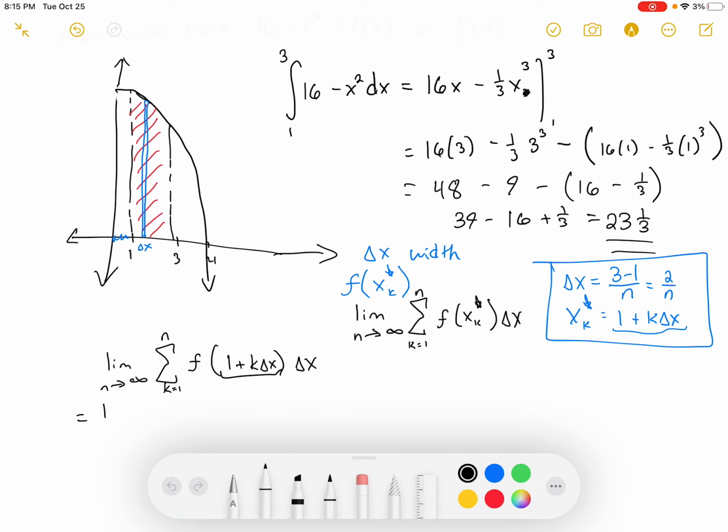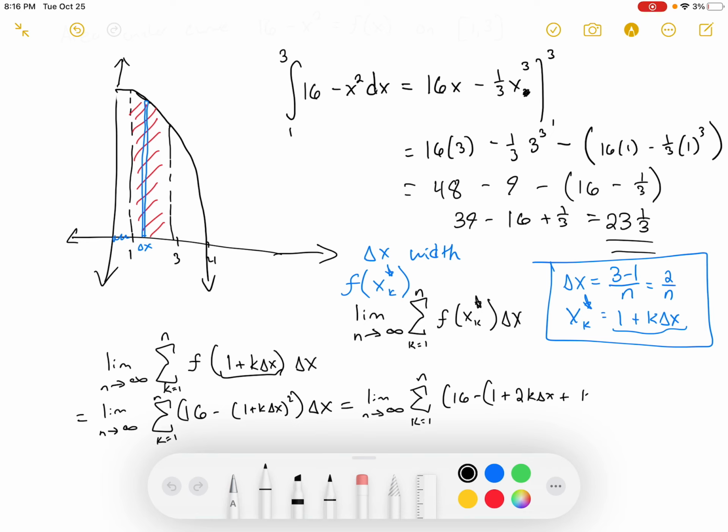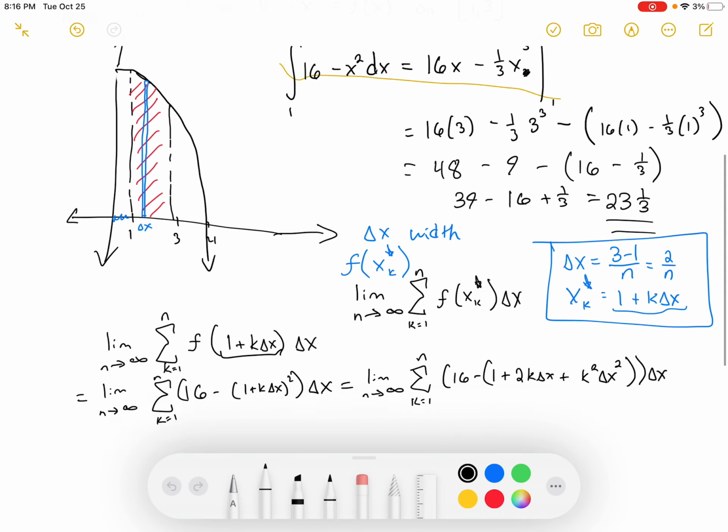So that's just equal to the limit as n approaches infinity of 16 minus this thing squared, all times that delta x. Well, we can FOIL this out very easily. This is just the limit as n goes to infinity of the sum, oops, forgot my limits here, k equals 1 to n of 16 minus 1 plus 2k delta x plus k squared delta x squared, again all times delta x. This looks pretty messy now, but we're going to clean it up very fast, I promise.